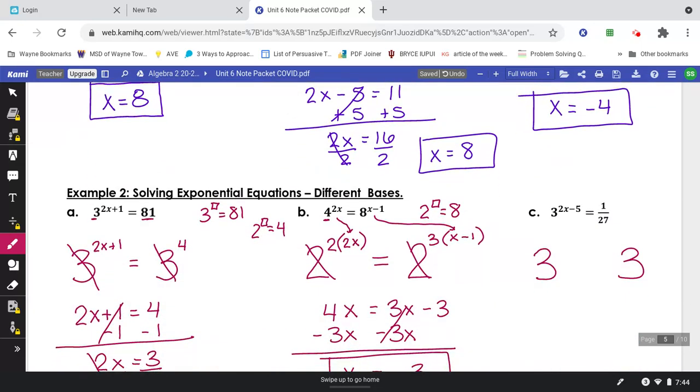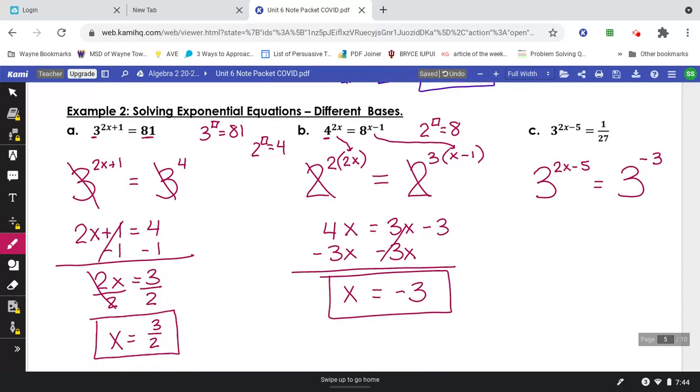So 3 to what power is 27? And then make that answer negative. I know 3 to the third is 27, so 3 to the negative 3 would be 1 over 27. And on the left-hand side, that's already a 3, so I don't have to do anything to change that side at all. See if you can cancel the 3's and then solve the equation.